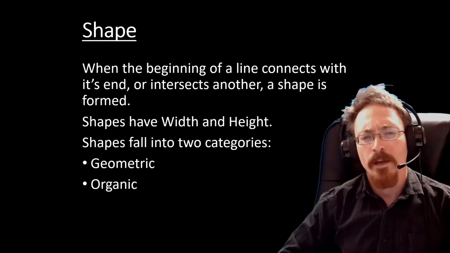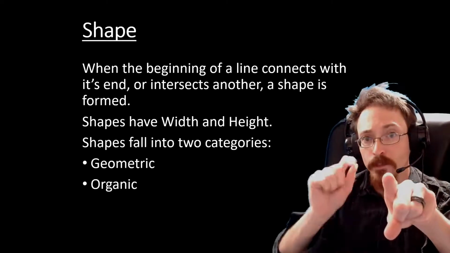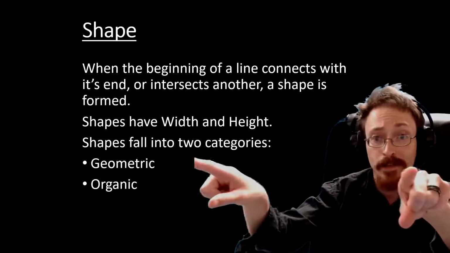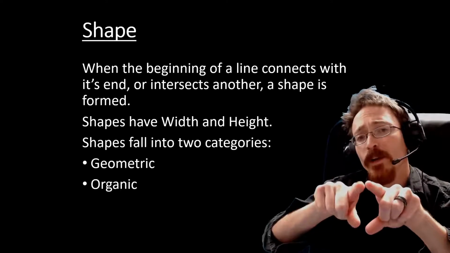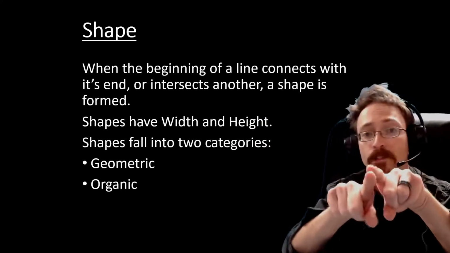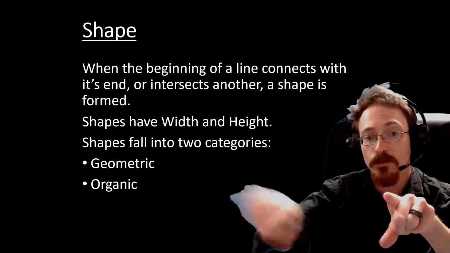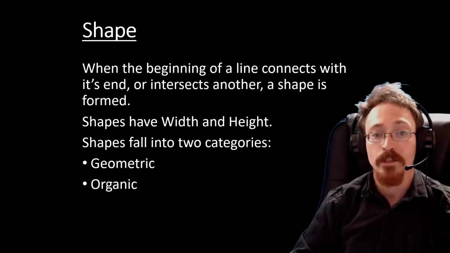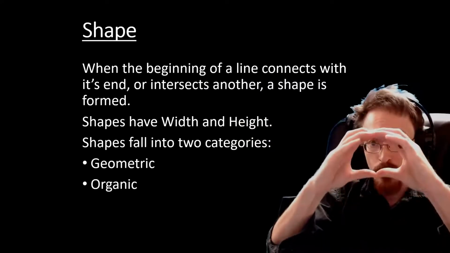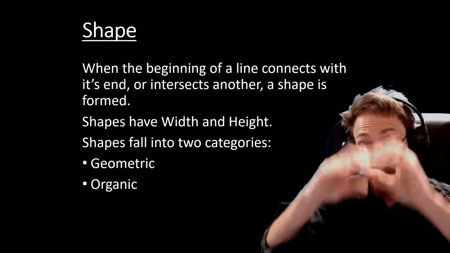Shape is what happens whenever a line starts at one point, goes to another point, and makes a connection between the two. Shape is what happens whenever a line either comes back and meets itself, or it intersects other lines. Basically, a shape is what happens whenever a line gets closed off. Then it makes a shape.